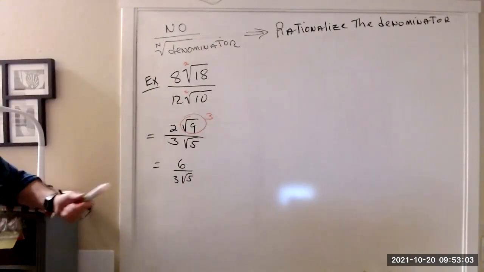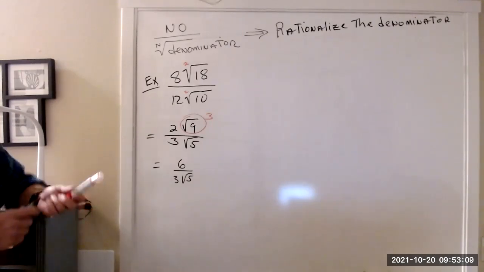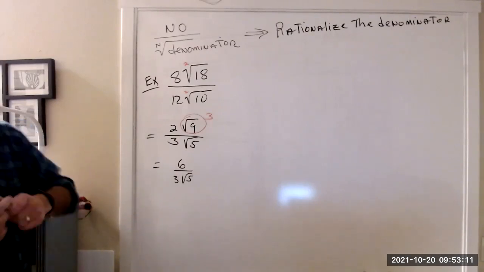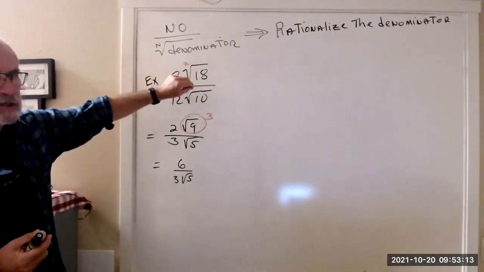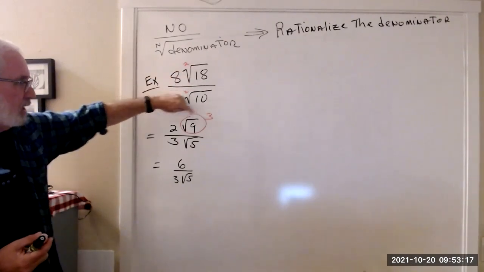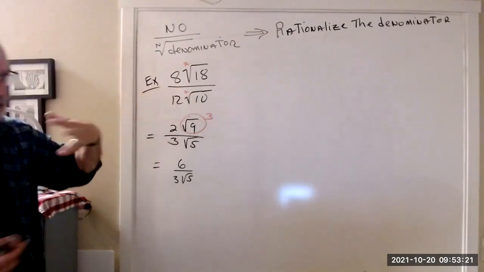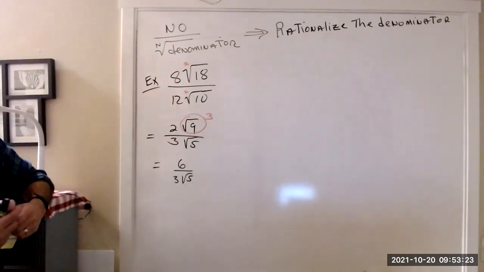Okay, is that okay with everybody? We're not done with this. We're not done. But so far, do you understand my steps? Simple reducing, inside, inside, outside, outside. In fact, the square root of 9 is a 3. So you have 2 times 3, which is 6 on top. That okay with everybody?